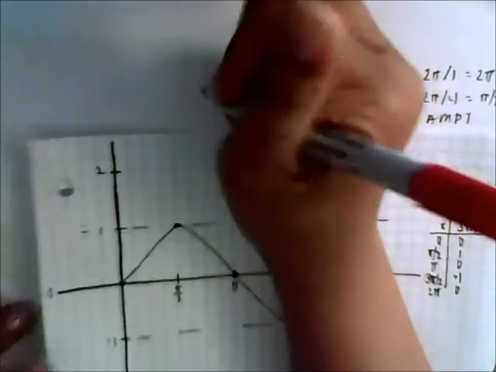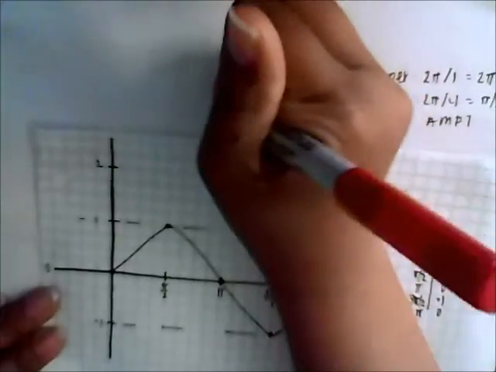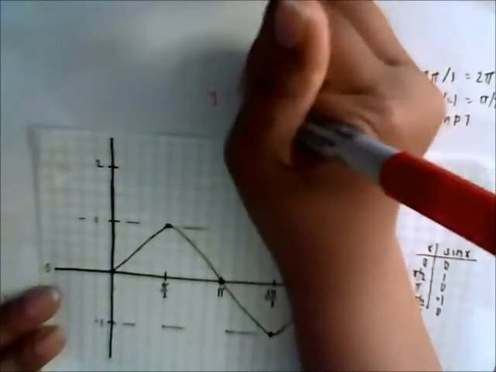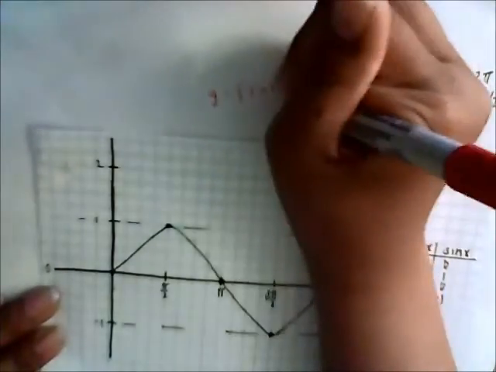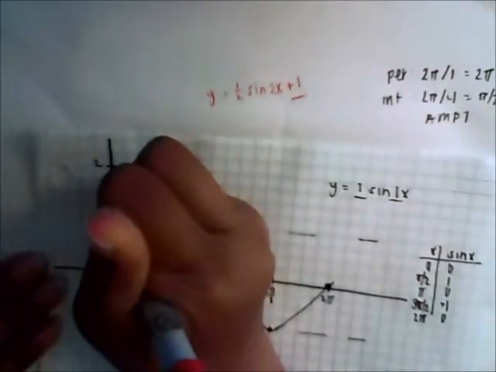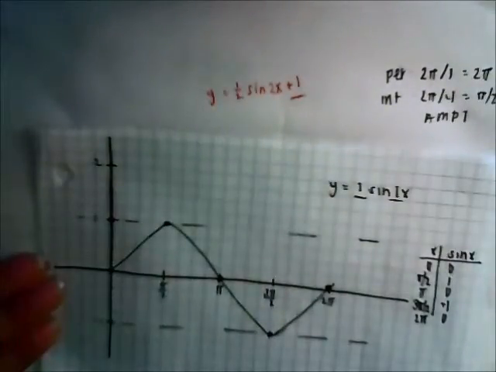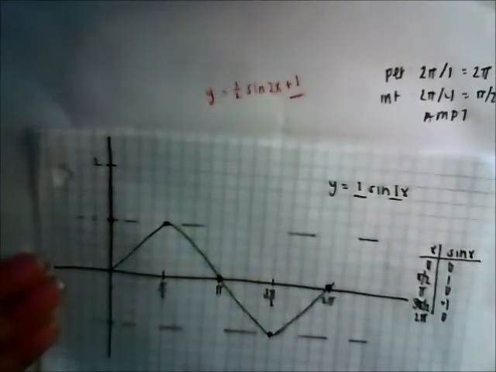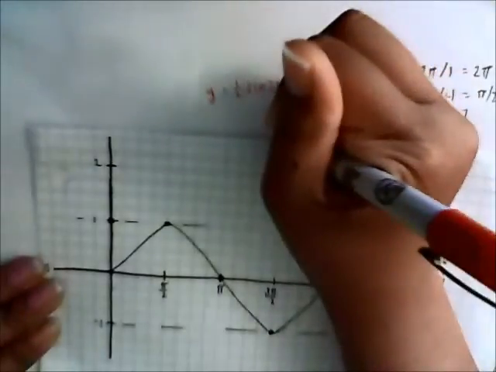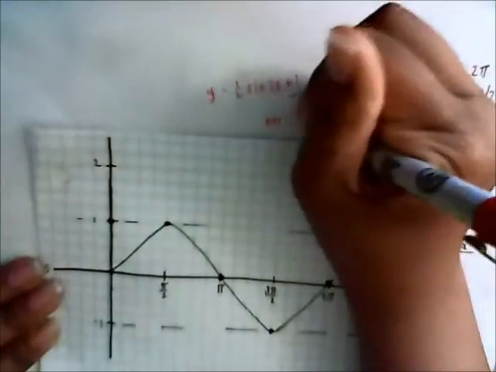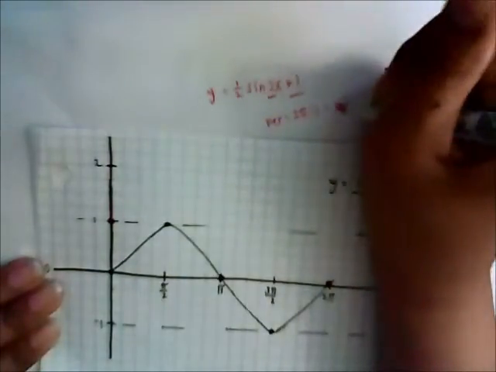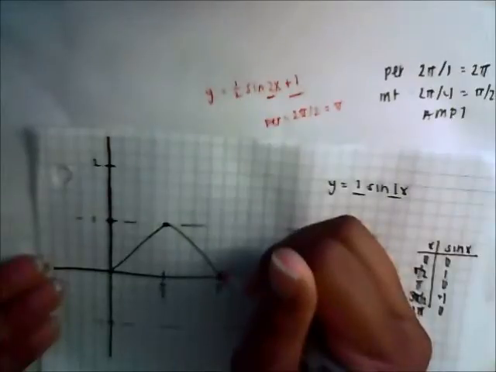Let's graph y equals half sine 2x plus 1. So because it has plus 1, we have to shift it up 1. So the new graph has to start, the new cycle starts at plus 1. After this, we can start finding the period, which is 2 pi divided by 2 equals pi. So we know it ends here.